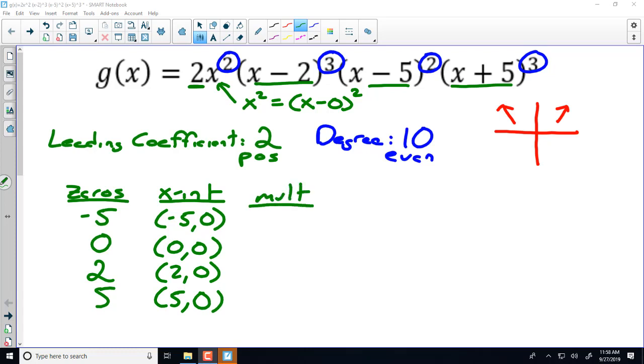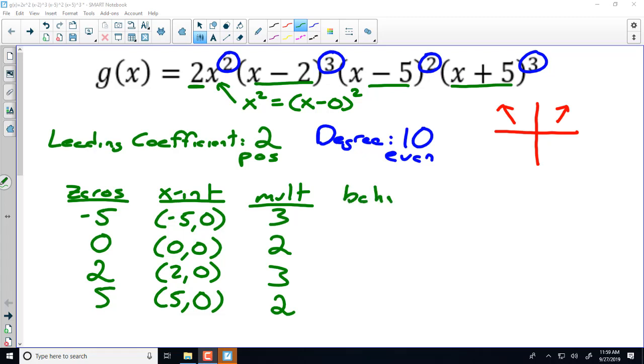Multiplicities, just look at the powers on the different factors. So let's see here. That's going to be a 3, because x plus 5 had a 3 on it. The x in front was squared, so the multiplicity on the 0 is 2. The multiplicity on the 2 is going to be 3, because x minus 2 had a power of 3. And x minus 5 has a power of 2, so that one gets a 2. Safety check, 3 plus 2 plus 3 plus 2 is 10. Equals our degree again, so we're in good shape.